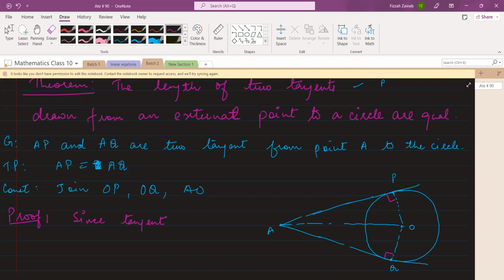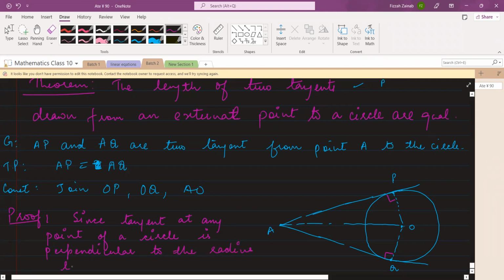Ma'am, my screen was hanging, sorry. Okay. So first of all, let us say this angle is 90 degrees from the theorem. Then I'll show congruency. Since a tangent at any point of a circle is perpendicular to the radius through the point of contact. This is a theorem which I'm using.